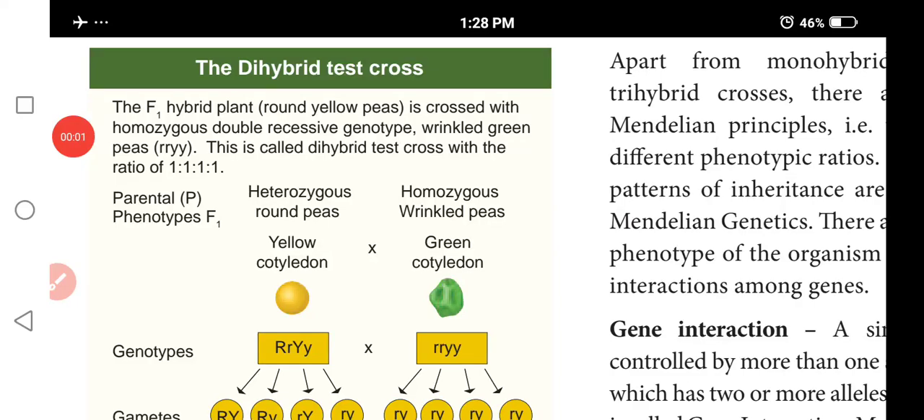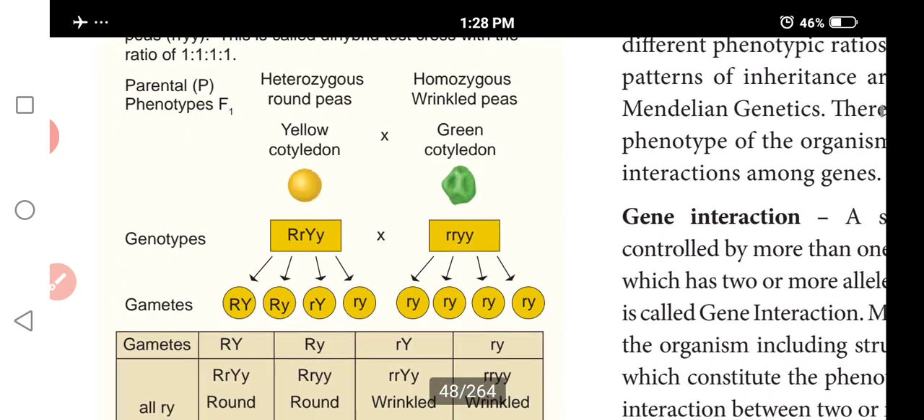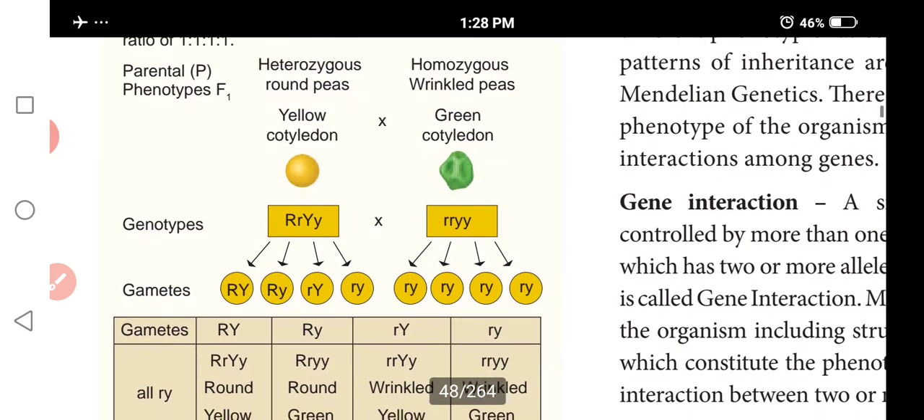Now we plan the dihybrid test cross. We know that dihybrid means two characters are involved in the crossing. Test cross means it will be crossed with the homozygous wrinkled, the homozygous recessive parent, whenever it is monohybrid or dihybrid.